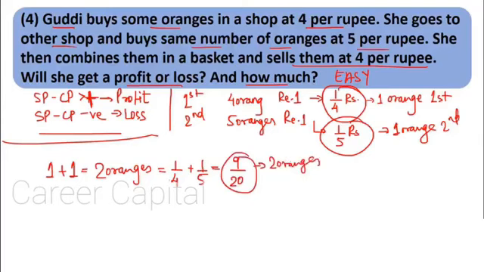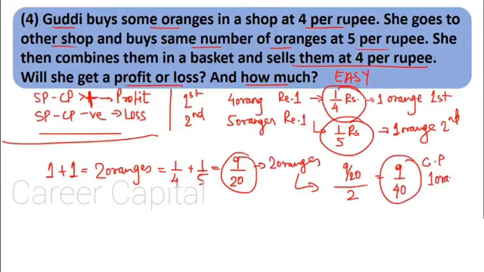Now while selling, she does not sell them separately, she sells them combined. So what will be the price of 1 orange? We know 2 oranges price is 9 by 20. So what will be the price of 1 orange? Simply 9 by 20 divided by 2, right? So that would be 9 upon 40. That means the cost price for Goody for 1 orange in total, when she combines the oranges from both the shops, is nothing but 9 by 40 rupees. This is the cost price for one orange.